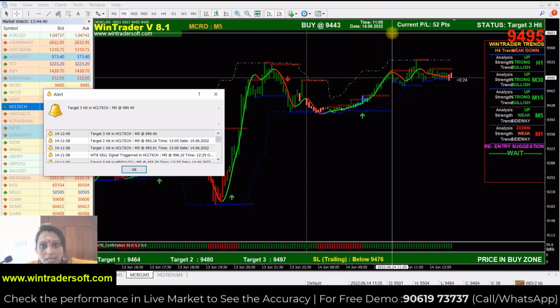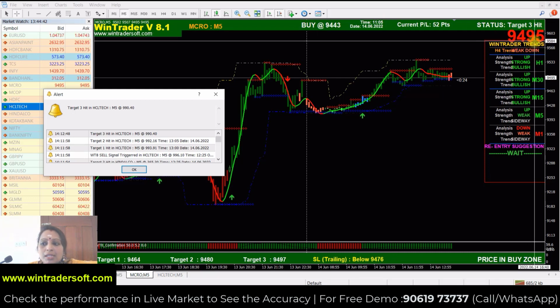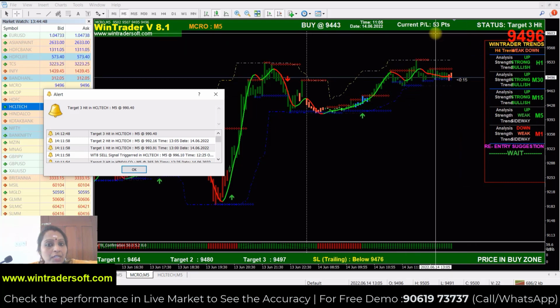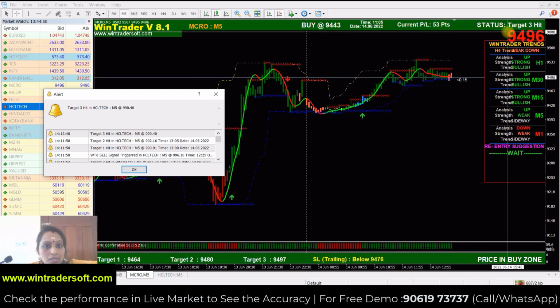As per the current market value, the current market price is 9,495, so we are in profit of 53 points. In the status you can see all targets have been achieved. Before taking the position, as I told you, we have to check the confirmation. If the confirmation is there, then you will get 80 to 90% accuracy on the signal.